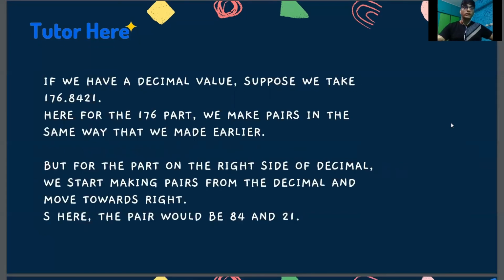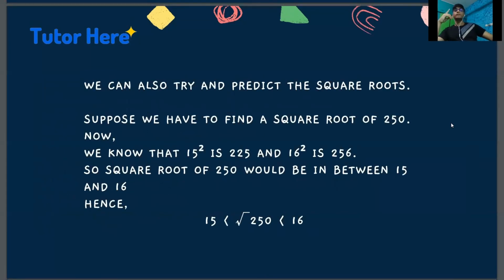Suppose we have to find the square root of 250. Now, we know that 15 squared is 225 and 16 squared is 256. So the square root of 250 would be in between 15 and 16, right? Hence, 15 is less than the root of 250, which is less than 16.